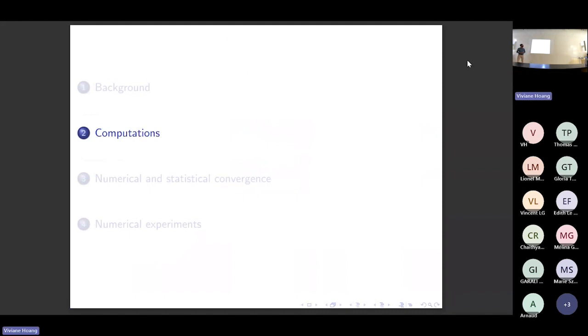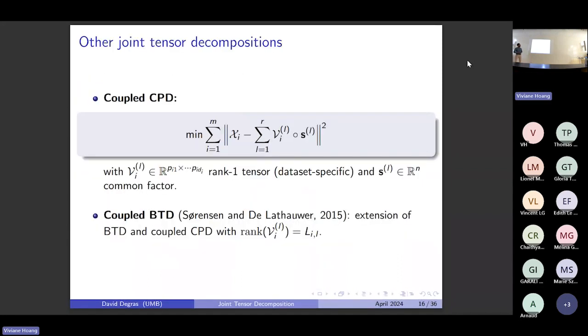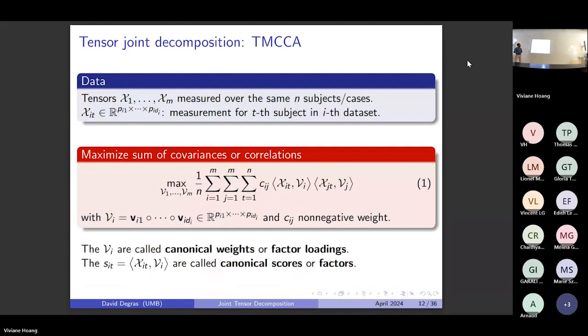Okay, so with that, I wanted to paint a little bit of a landscape of the different methods for joint tensor decompositions. I've shown 4. I mean, there are many, but these are some of the most widely used. So now we'll talk about TMCCA. So let me just go back to the problem that we're looking at. This here.